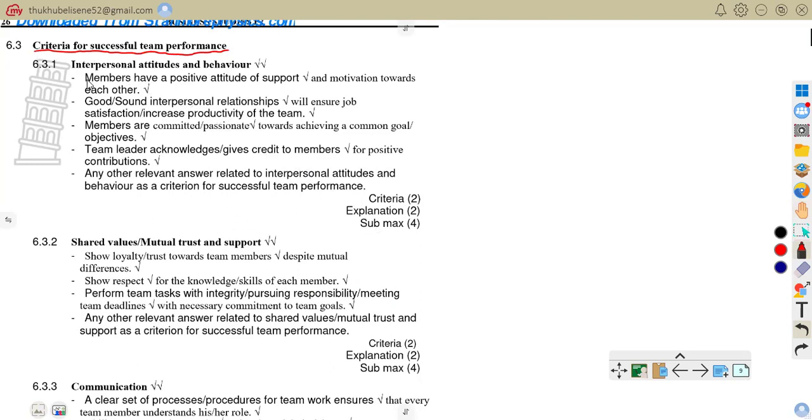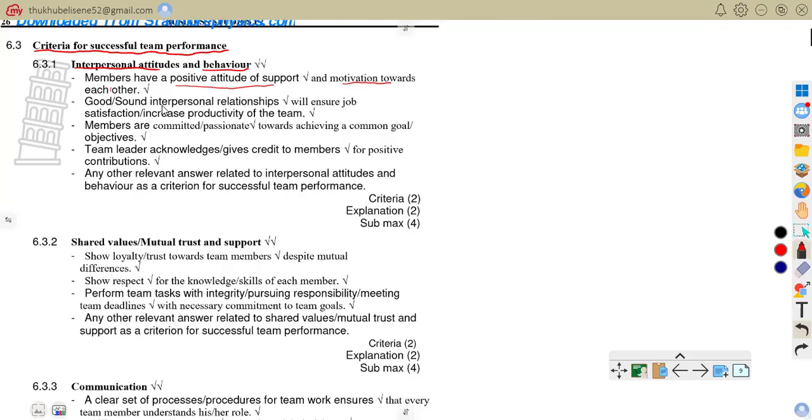The first one is interpersonal attitudes and behavior. How are you going to interact with other people? That interaction is very important. It can enable our team to perform. Members have a positive attitude of support and motivation towards one another. If we have a positive attitude and are supporting one another, that will enhance a very good performance.